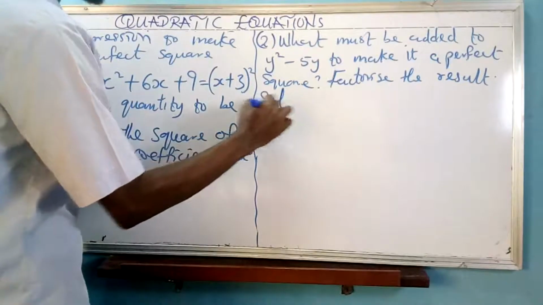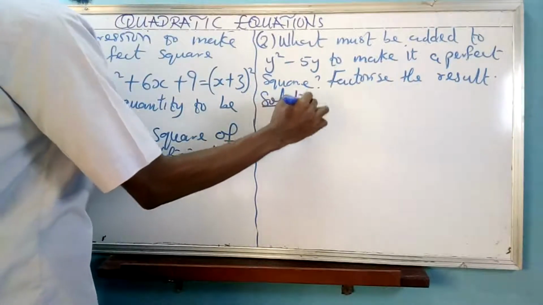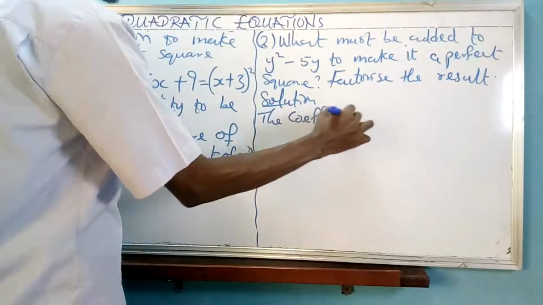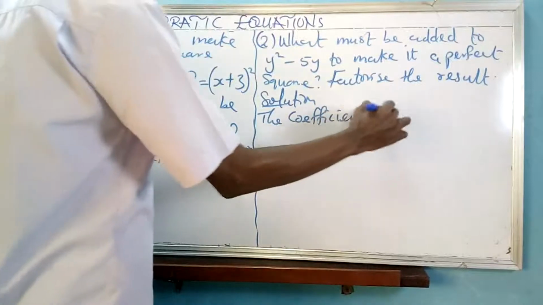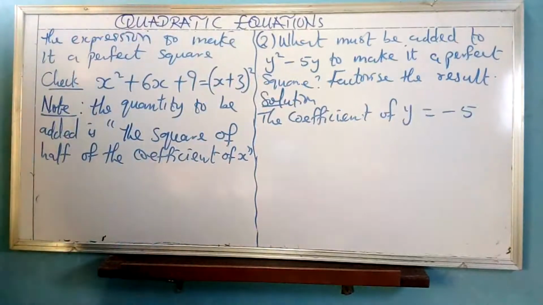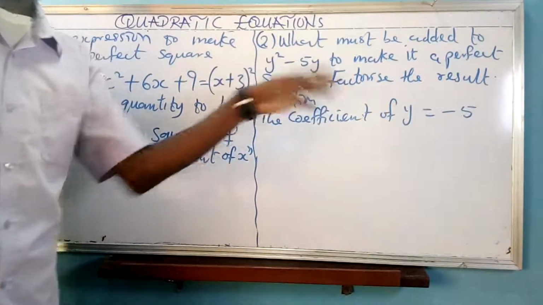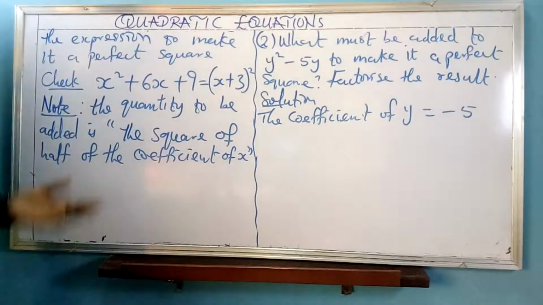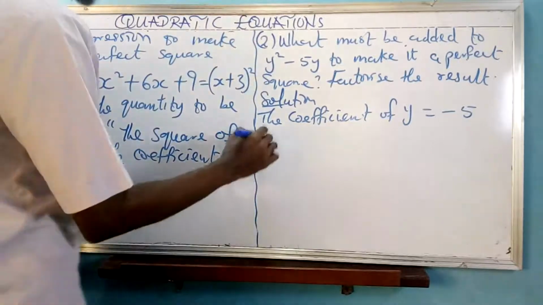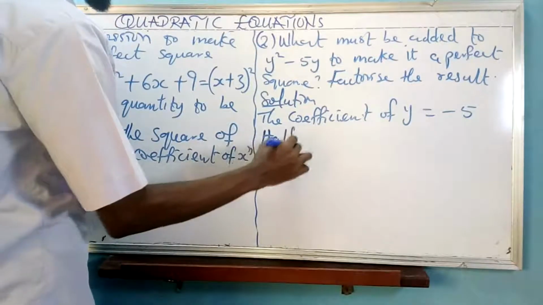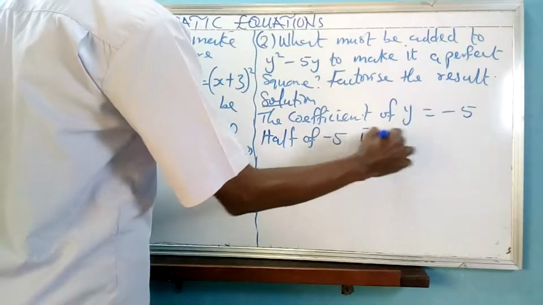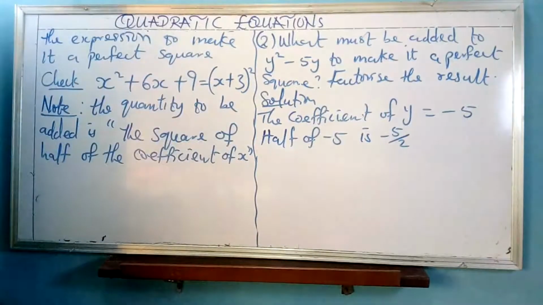So solution, the coefficient of y is what? Minus 5. Please don't forget, you have to respect the sign. You carry it along with the sign, okay? Carry along with the sign. Don't forget half of coefficient. So half of that coefficient will now be what? That's the second step. Half of minus 5. What's half of minus 5? Is what? That's minus 5 over 2. Okay, that's half of it.